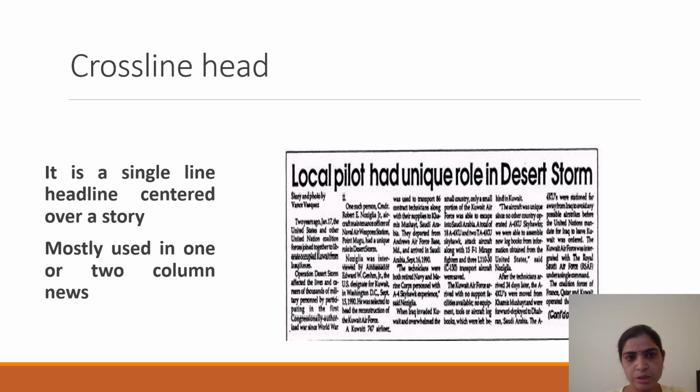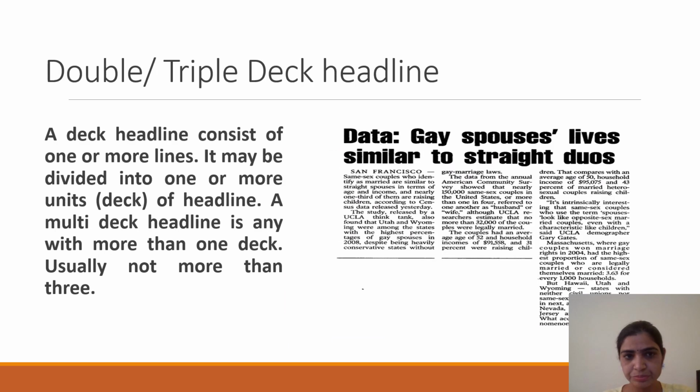Next is the most commonly used headline, which we call the crossline headline. Crossline headlines are simply single line headlines centered over a story. Generally it is used in 1 column or 2 column news. Simply, it is a one liner which is located above the story. So it is a one liner and a single line headline.